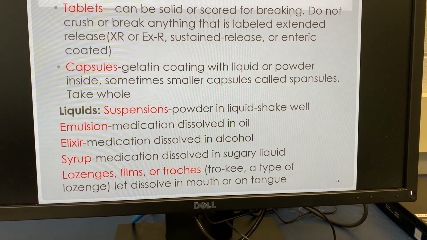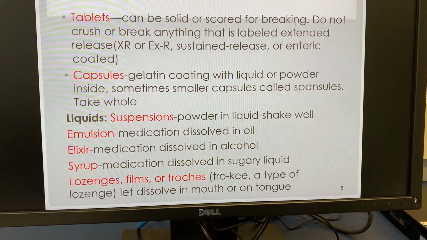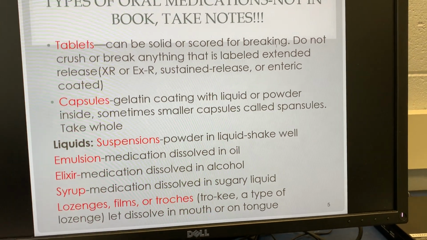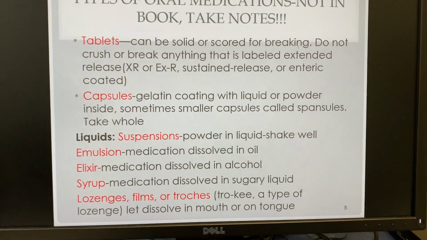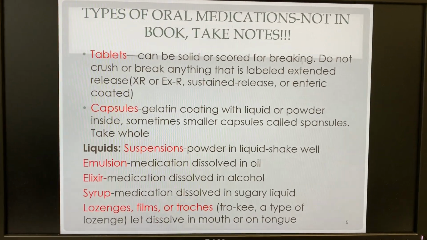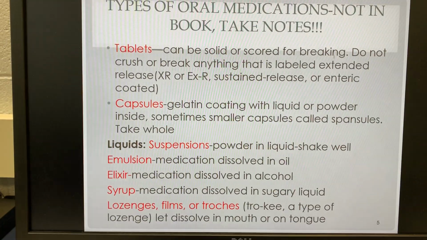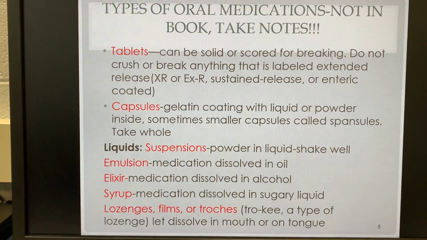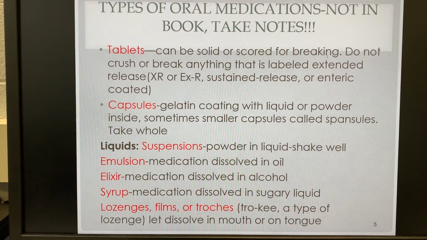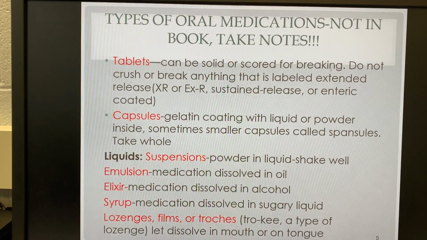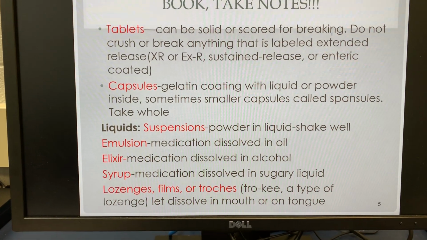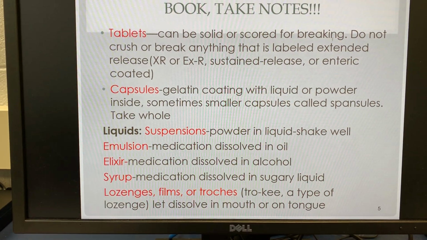Liquids, there are a lot of different kinds of liquids. There are suspensions, which is powder in a liquid. You have to make sure you shake this very well to make sure it's distributed. A lot of moms recognize this kind of medication because we go and we get an antibiotic prescription for our children, for instance, and it is powder that we have to dilute with water, and you just have to make sure it's shaken well.